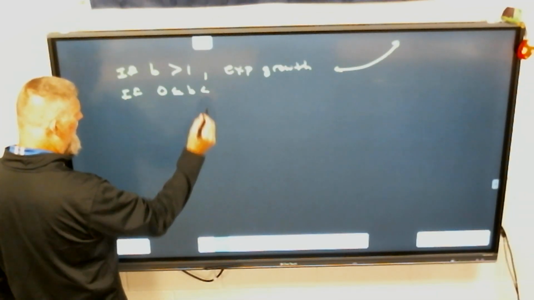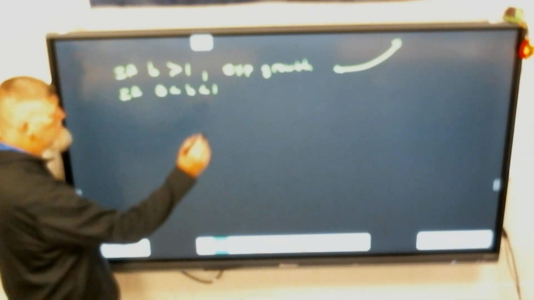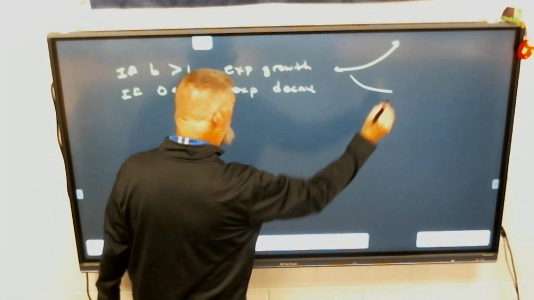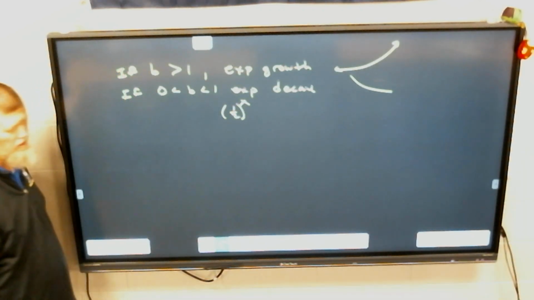What if B is between 0 and 1? We've got to be careful how we write it. Exponential decay, yes. So if B is greater than 0 and less than 1, now we have exponential decay. Like that example I gave you, 1/2 to the x power, that's going to be a decay.